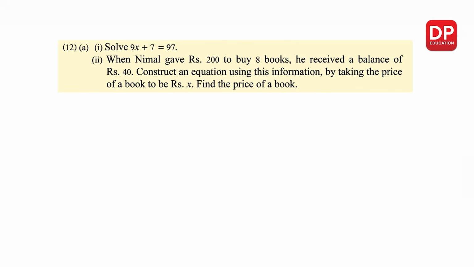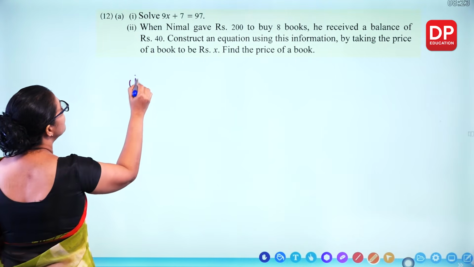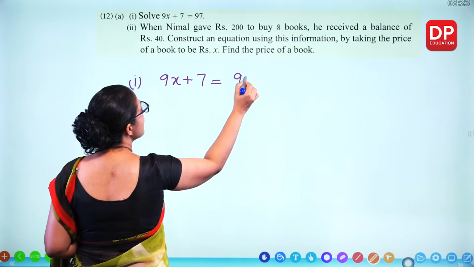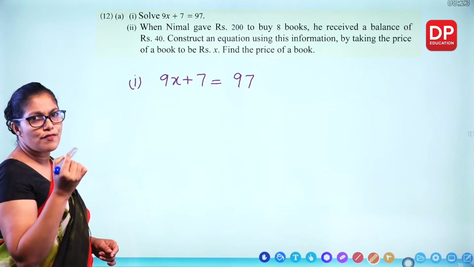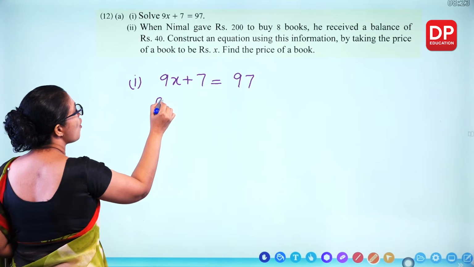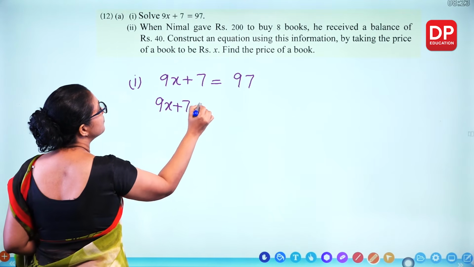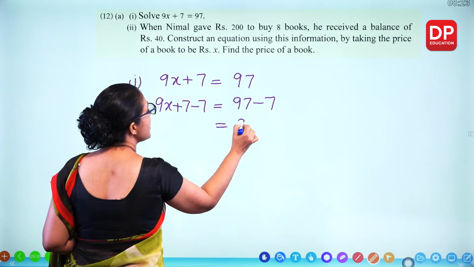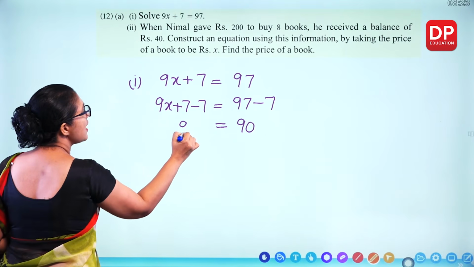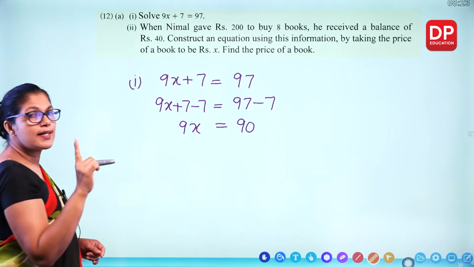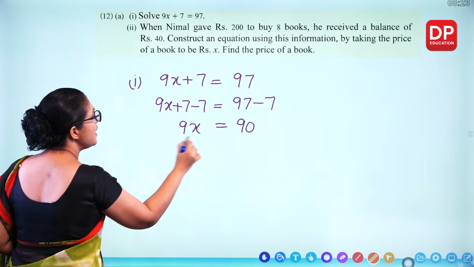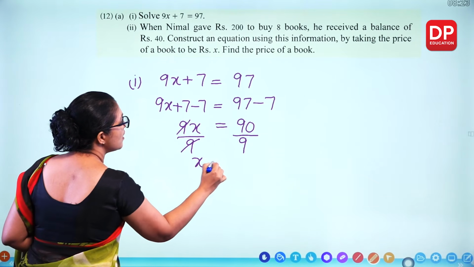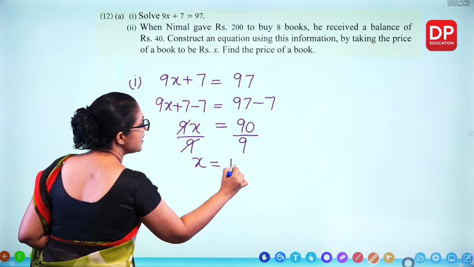Question number 12, solve. 9x plus 7 equals 97. So we need to get rid of 7 first. Subtract 7 from both sides. 97 minus 7. That's 90. You get 9x. How we find x? You divide both sides by 9. So you get x equals 90 divided by 9 is 10.